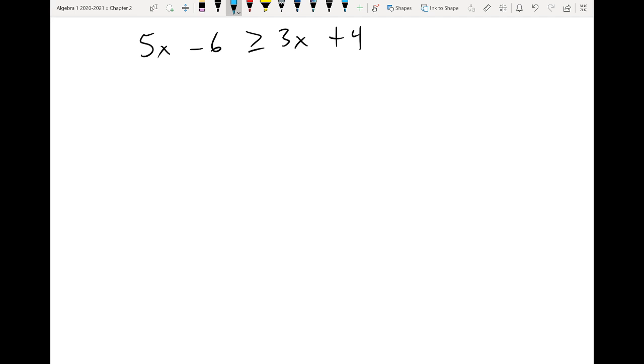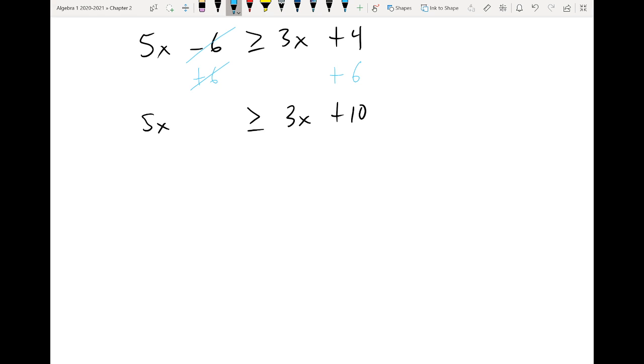So step one is I'm going to add 6 to both sides because I'm going to gather all my x's on the left. So now I have just a 5x by itself, still greater than or equal to, right? Because I canceled out my negative 6. 3x gets copied down, and then 4 plus 6 is going to be a plus 10.